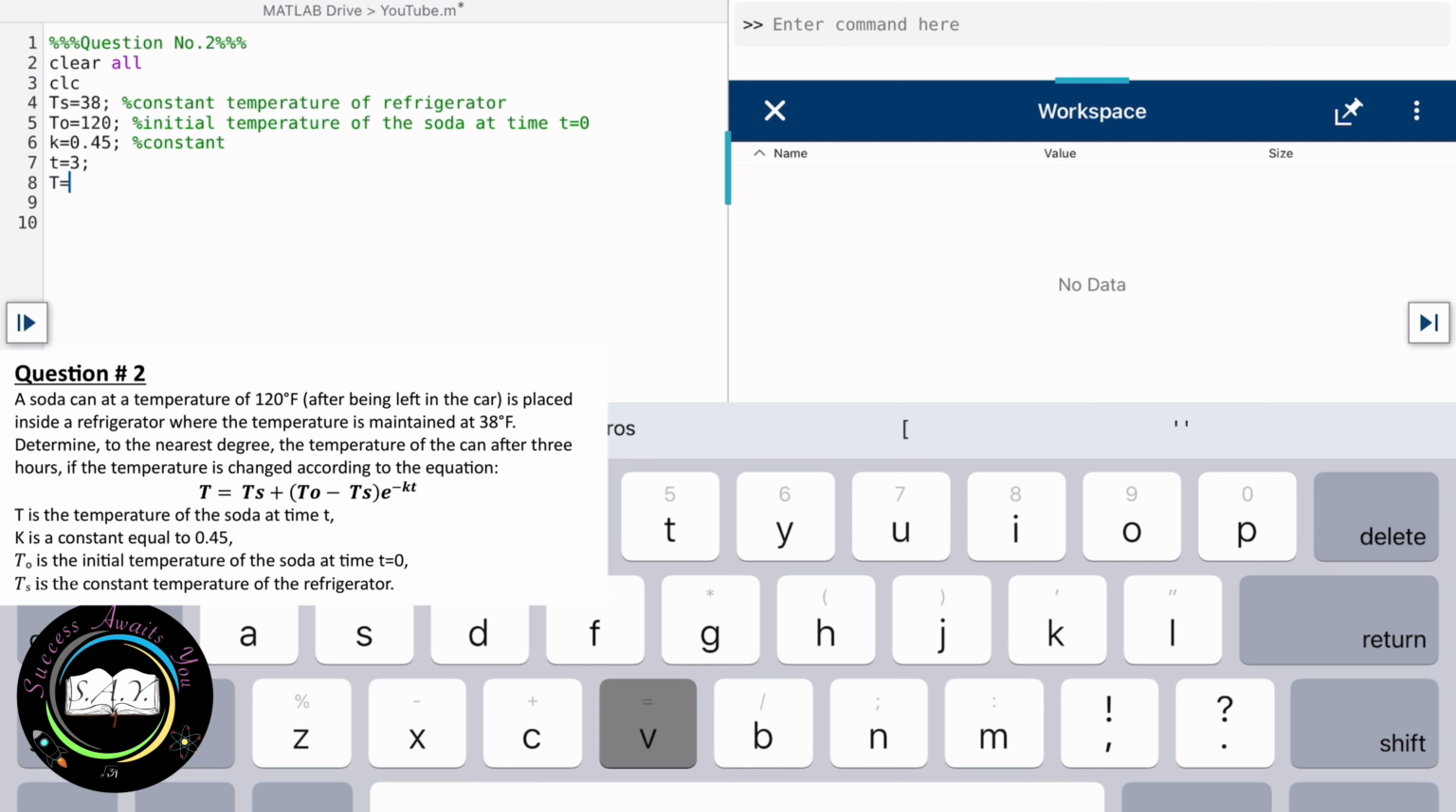Now, we will write the formula, which is T equals Ts plus (T0 minus Ts) multiplied by exponential of negative kt. The reason we have typed the formula in the end is because MATLAB's order of precedence is left to right or top to bottom. Now, we will run the program.